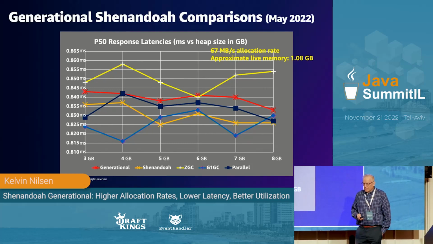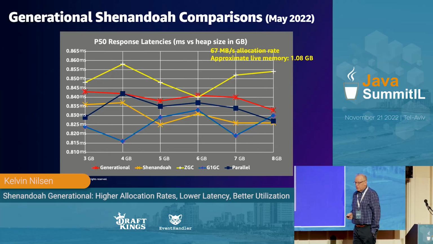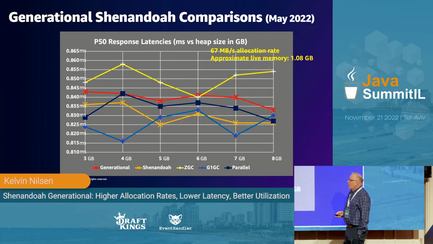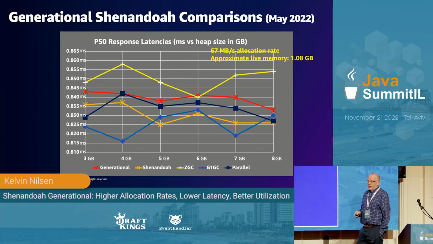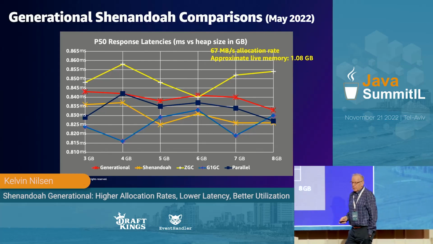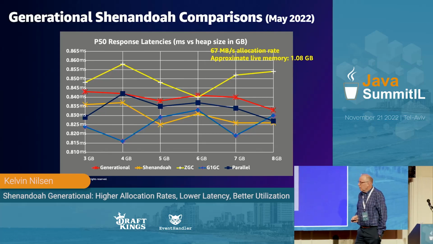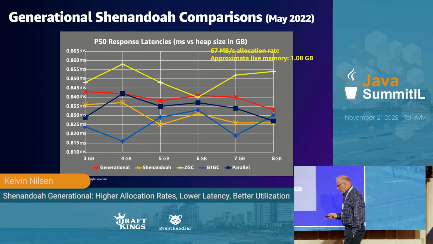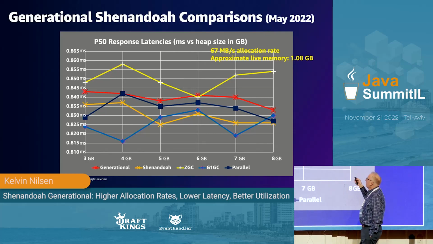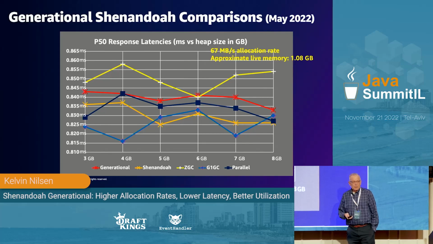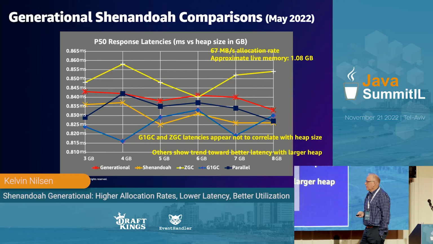I'm going to show some charts showing our incremental progress with generational Shenandoah. This first chart is showing an allocation rate of 67 megabytes per second and 1 gigabyte of live memory. The generational is the red stars. So it's kind of right in the middle of the pack here. And this is a P50 number. So this is kind of like typical of a client response time.